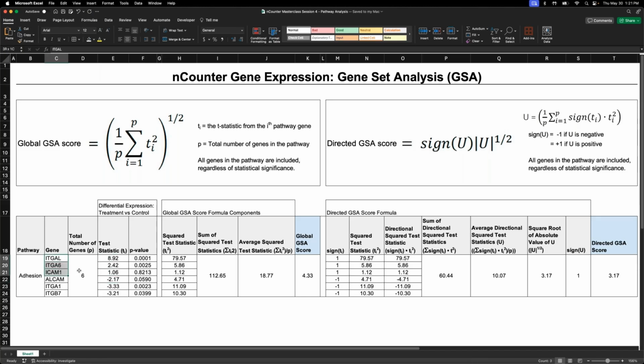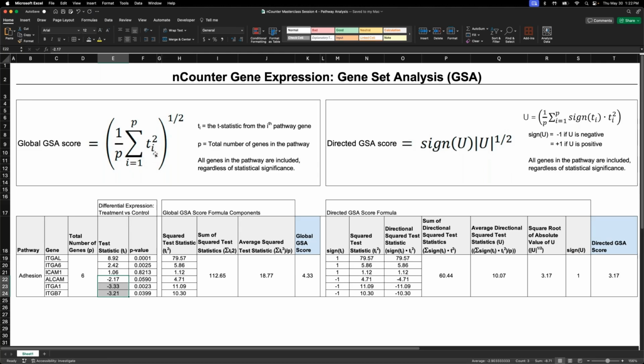So, these three genes here, ITGAL through ICAM1, they have a positive test statistic. So I think about them as being upregulated in my treatment group versus control. These three genes at the bottom here have negative test statistics. So I can think of them as having a negative fold change. In other words, they are underexpressed in treatment versus control. So just conceptually, and again, this isn't mathematically accurate, so if there are any statisticians listening, please forgive me. But just to provide you a framework on how to interpret these scores, think about this as looking at kind of the fold changes of your genes. So with that being said, let's look at how this global score is calculated.